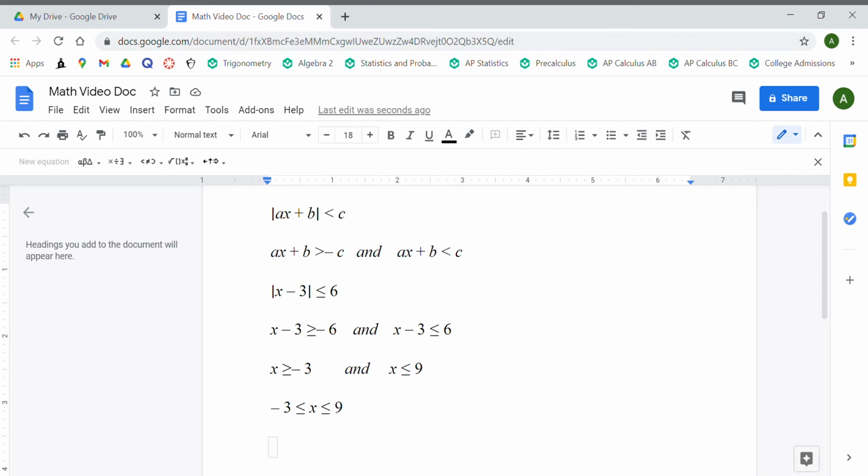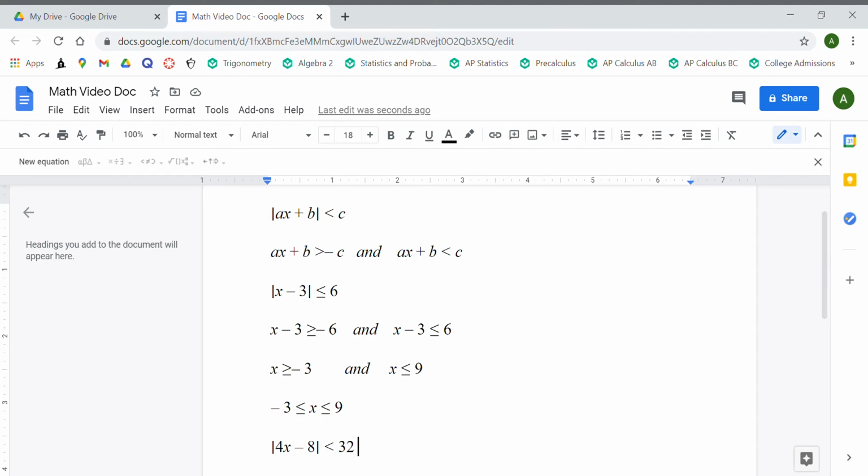Let's have you do the absolute value of 4x minus 8 is less than 32. Why don't you go ahead and work this out on your own. Pause the video, work this out, and come back when you think you got the right solution.